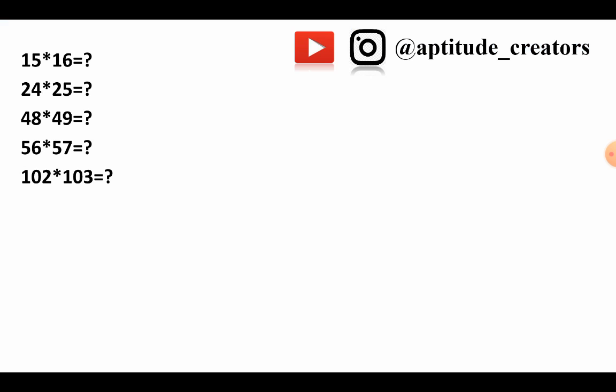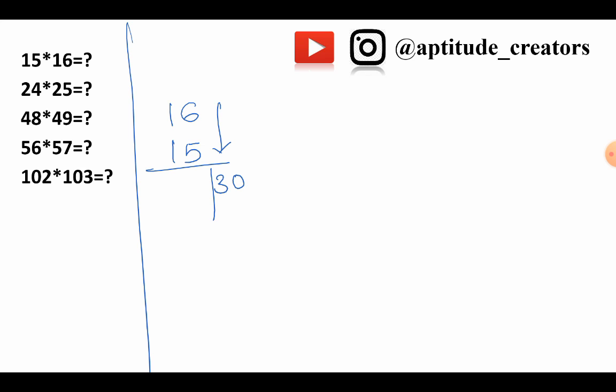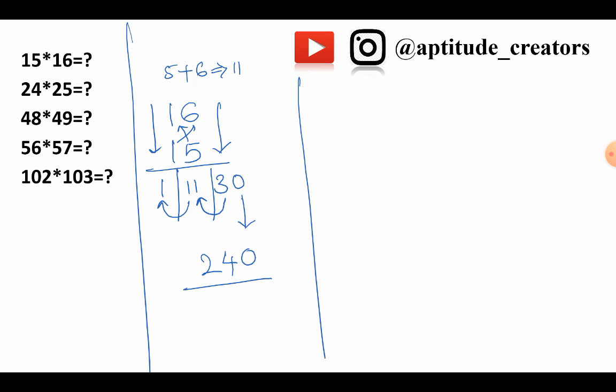Let's start the session. Here the number is 15 into 16, right? Now the basic method is 16 and 15. 6 into 5, 30. 1 into 5, 5. 1 into 6, 6. 5 plus 6, 11. 1 into 1, 1. Fixing 0 in the unit digit. 3 plus 1, 4. 1 plus 1, 2. Answer is 240. Now what about the other method?